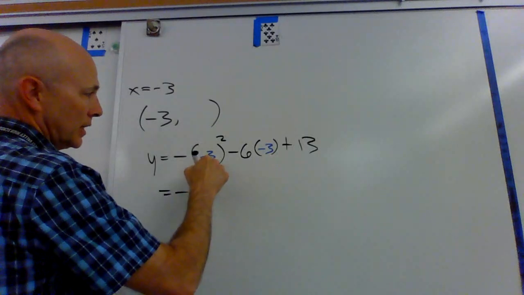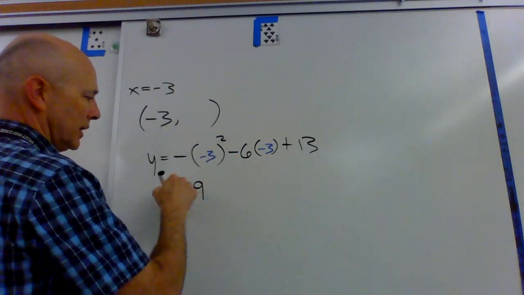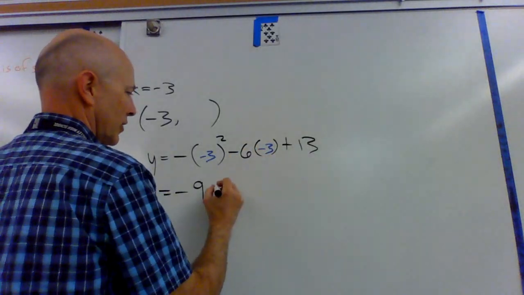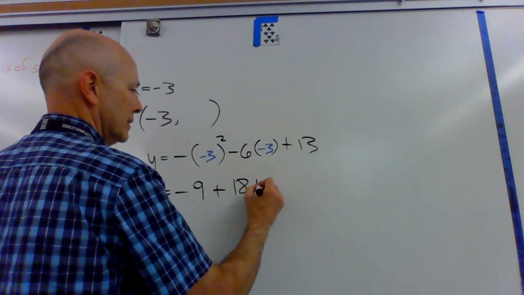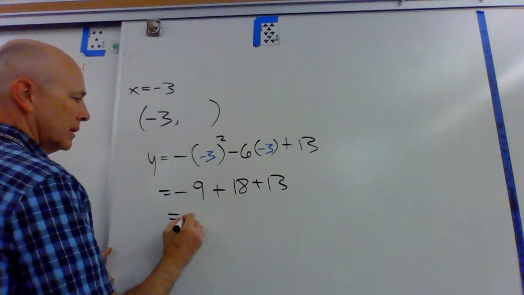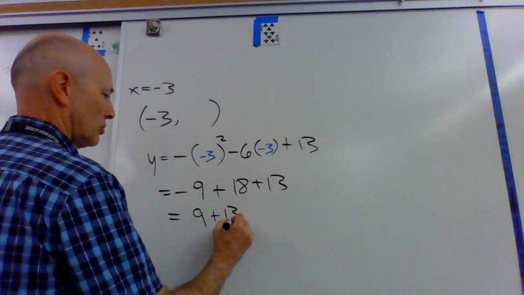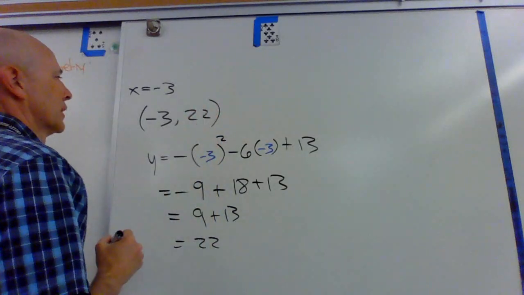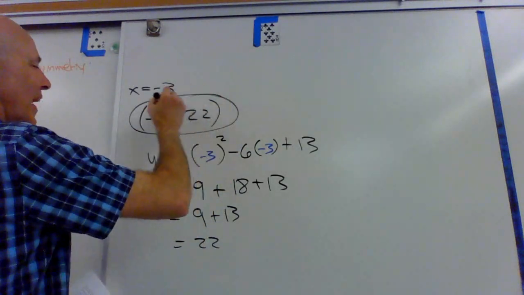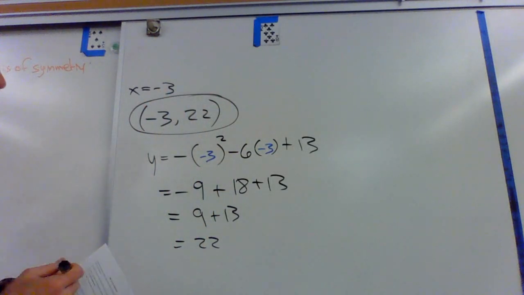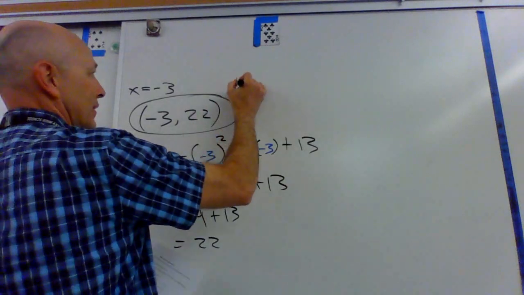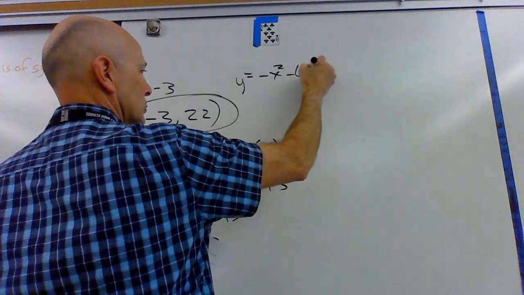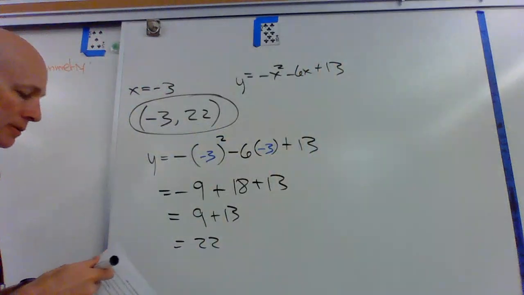This is going to be the opposite of negative 3 squared, which is positive 9. So the opposite of positive 9 is negative 9. I've got a negative, that's going to be plus 6 times 3 is 18, plus another 13. This is 9 plus 13, which is 22. So the y-coordinate of the vertex is 22, and that is the location of the vertex for my second parabola. Again, that second one was y equals negative x squared minus 6x plus 13.